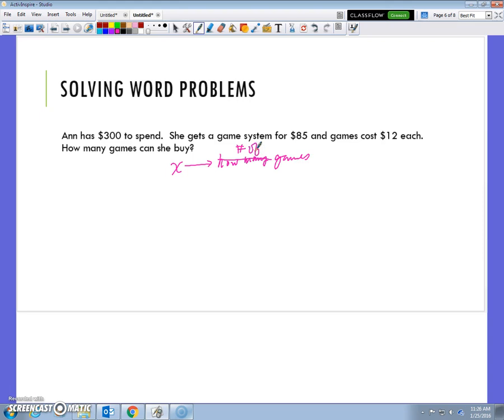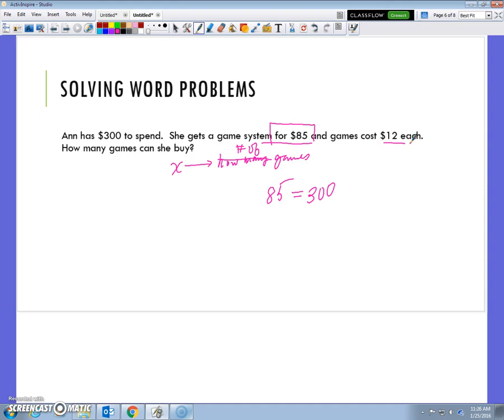All right, so in this case, the total amount she has to spend, so usually the total goes on the other side of the equal sign, $300. She can't go over $300, but she wants to get as close as possible. We know for sure the game system, you only need one game system, is $85. That's the constant. It never changes. It's always just 85, and it's 85 one time. Each game costs $12 each.